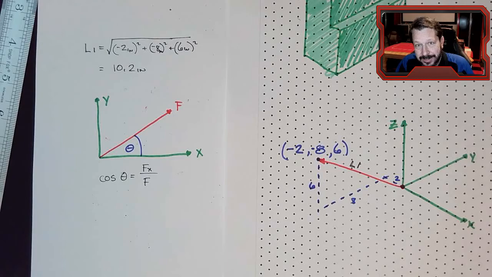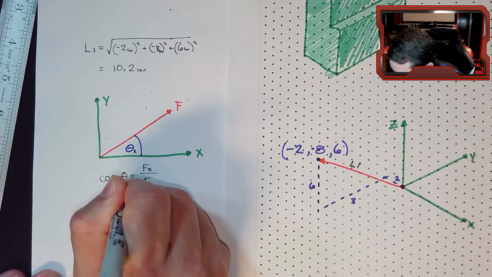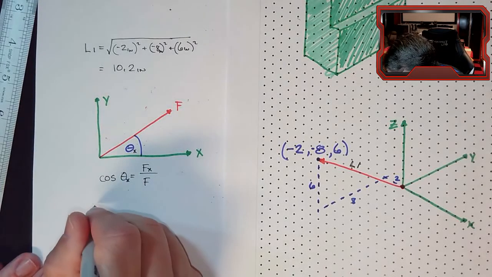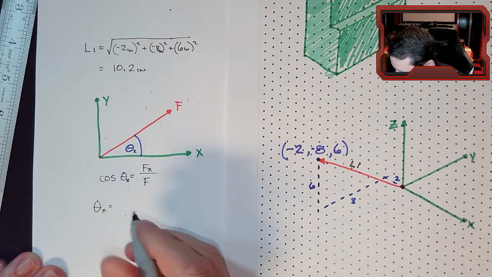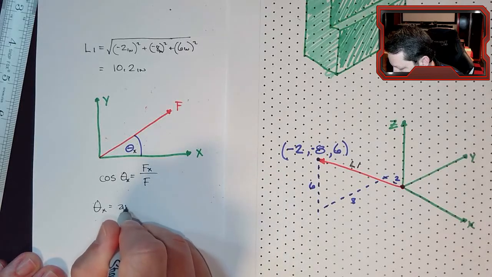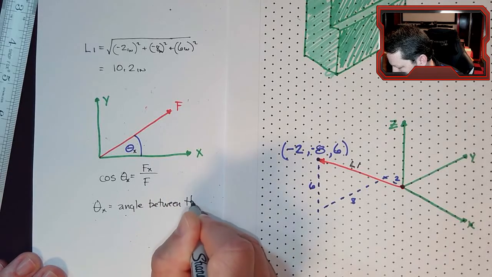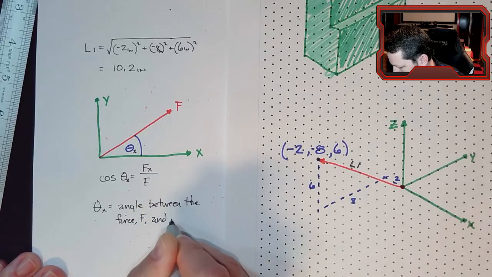If we were to write this out, I'm going to put theta x in here because we're going to have to be a little more specific in 3 dimensions because we have a lot of these angles. So I'm going to be more specific on my 2D first, and then we'll move over to 3D. So I'm going to say theta x, and I'm just going to describe it here. So theta x is equal to the angle between the force, in this case F, and the x-axis.